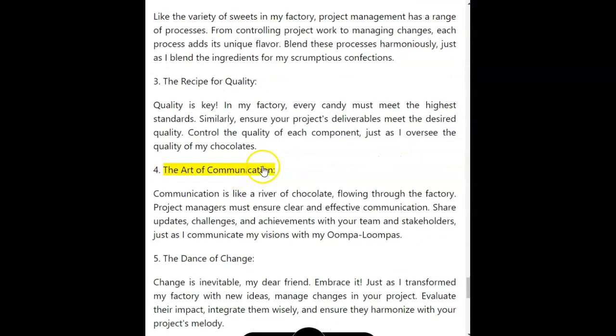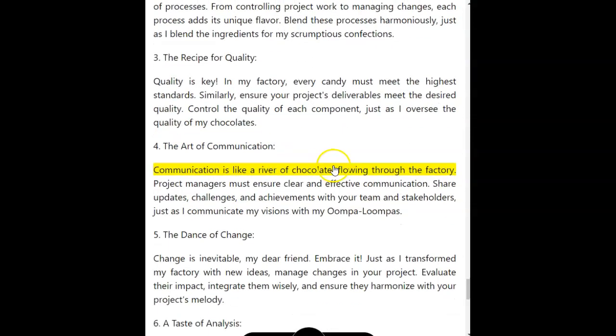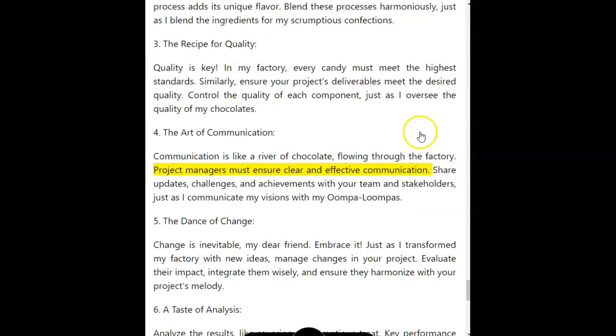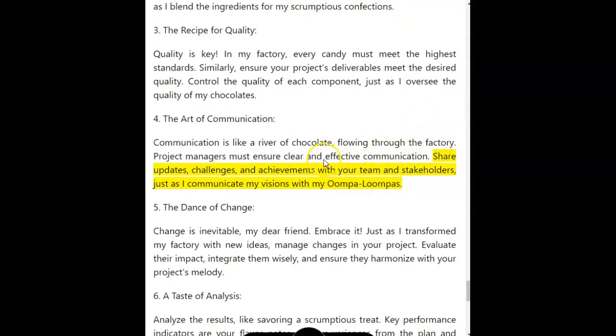4. The art of communication. Communication is like a river of chocolate, flowing through the factory. Project managers must ensure clear and effective communication. Share updates, challenges, and achievements with your team and stakeholders, just as I communicate my visions with my Oompa Loompas.